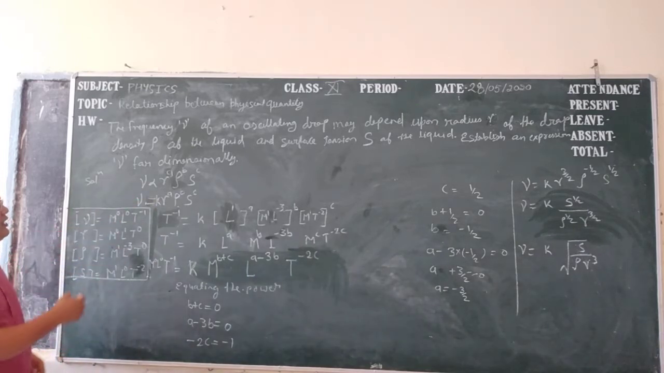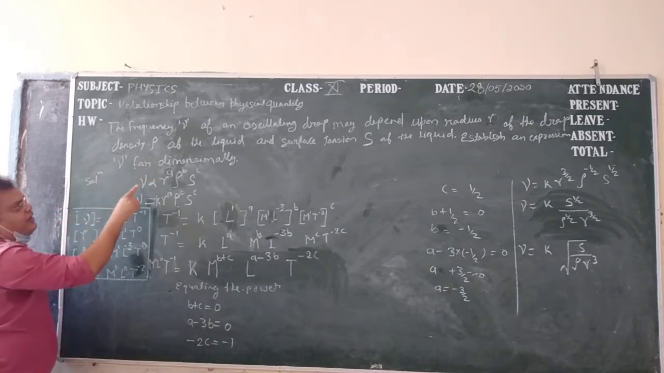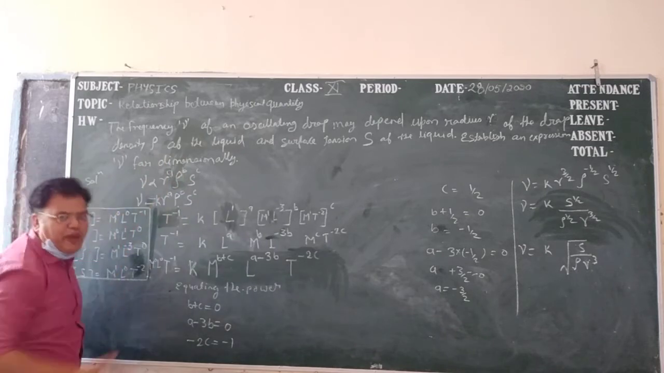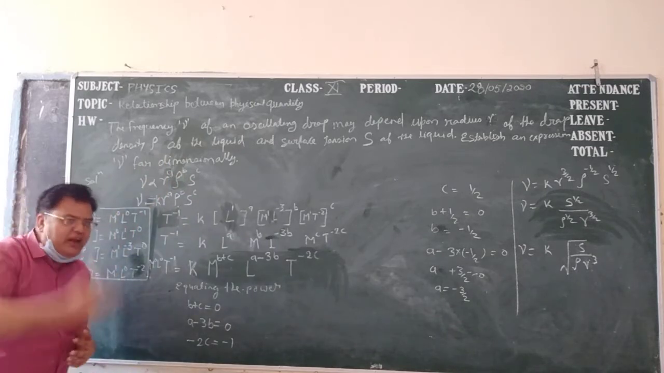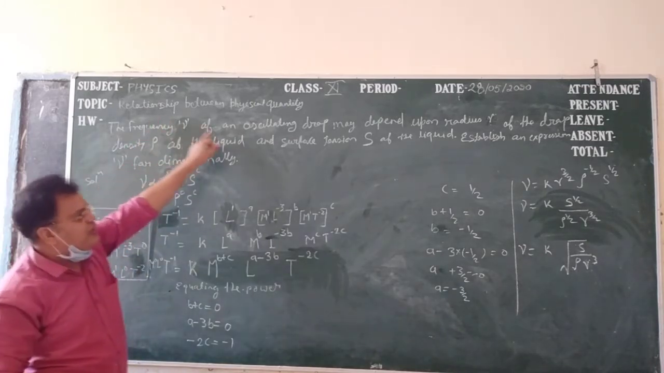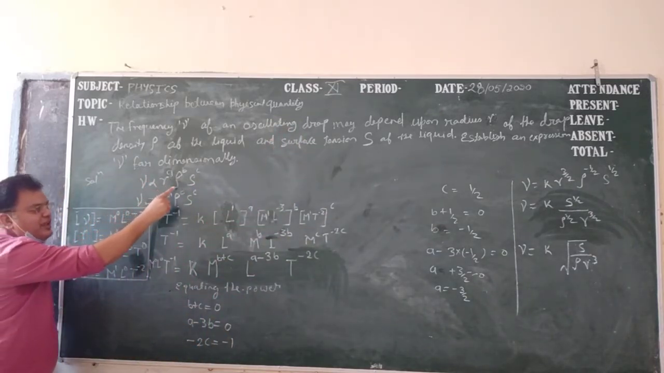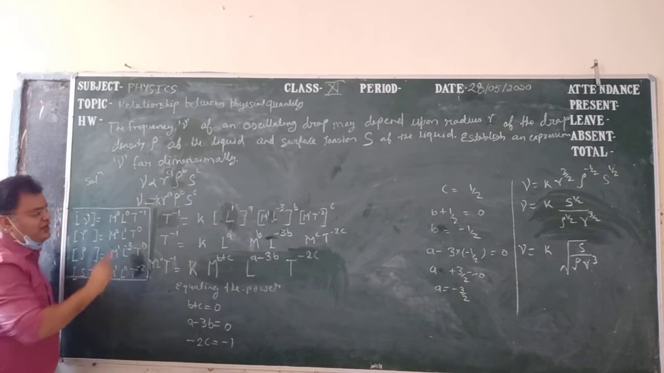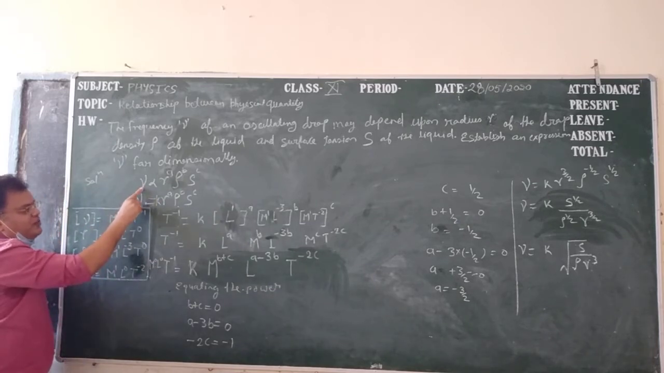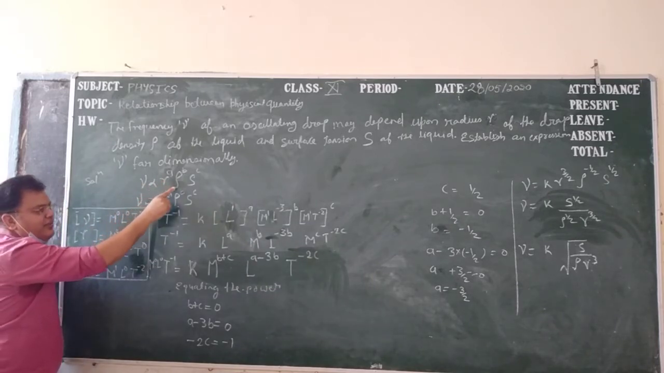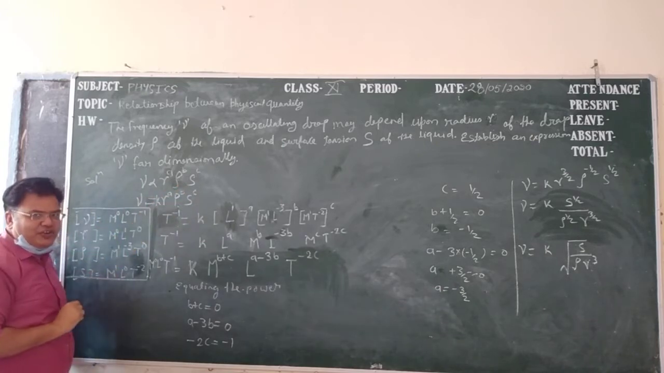So first we write what the question says. Frequency of the oscillating drop may depend upon radius, density and surface tension. Student, mind it. That means frequency is directly proportional to the radius, density and surface tension.